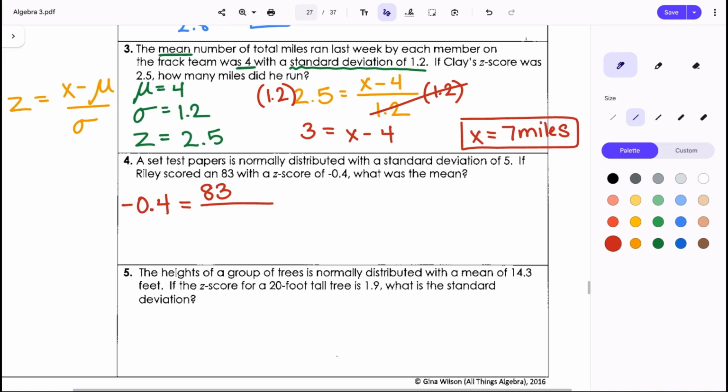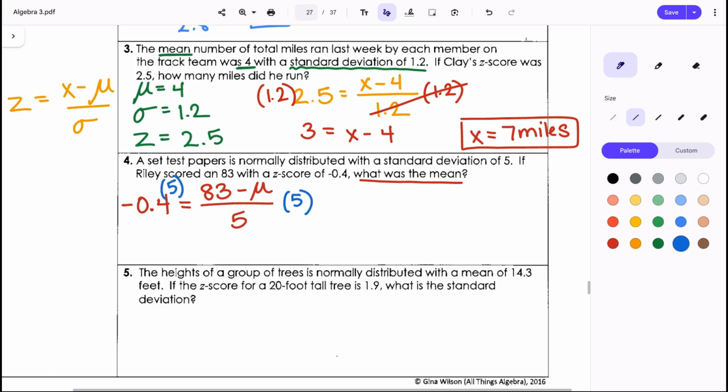Do they give you the mean? No, that's what they're asking for. They're saying what was the mean. So that's what we don't know. So then what's the standard deviation? 5. Be careful on this one because there's negative signs in there. So watch them as you're working throughout this problem. What are we going to do first?